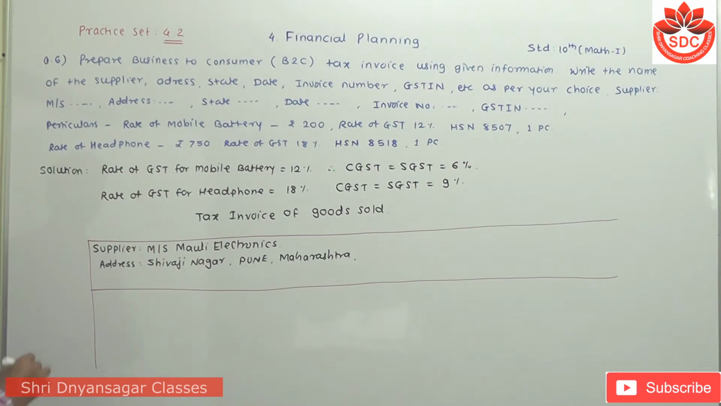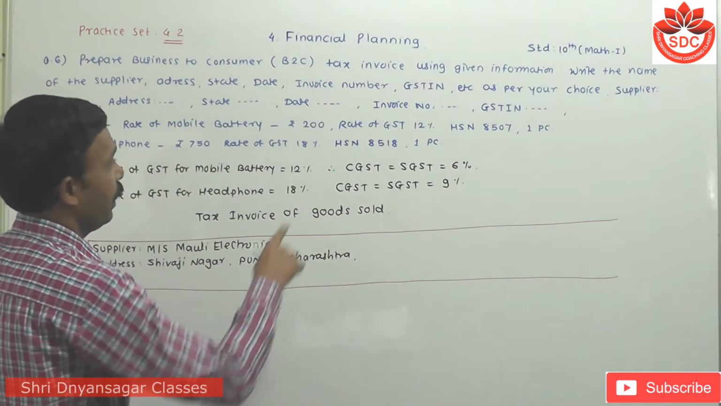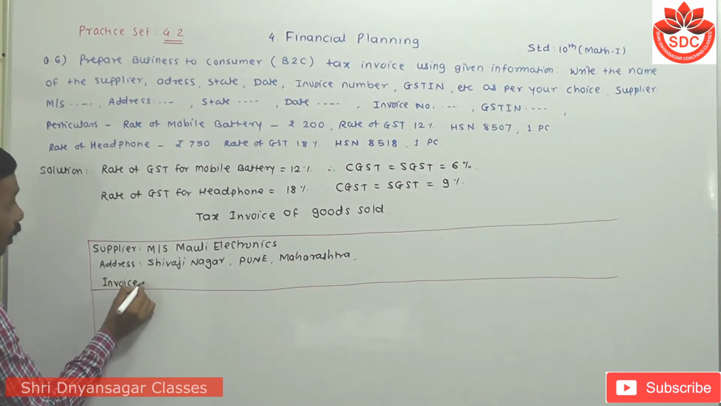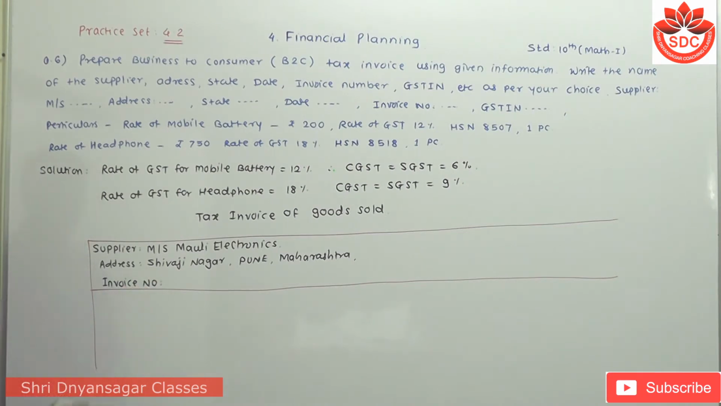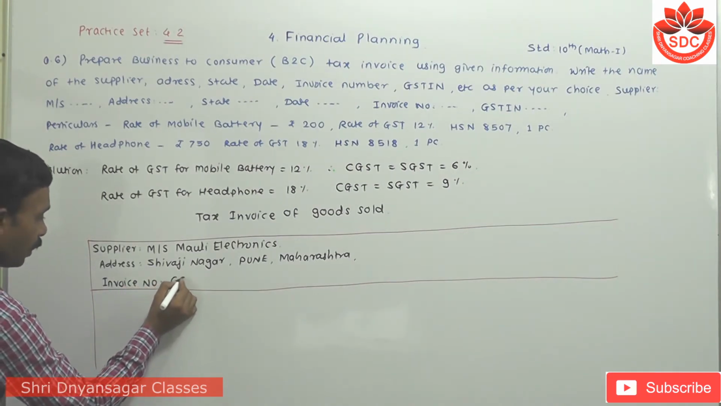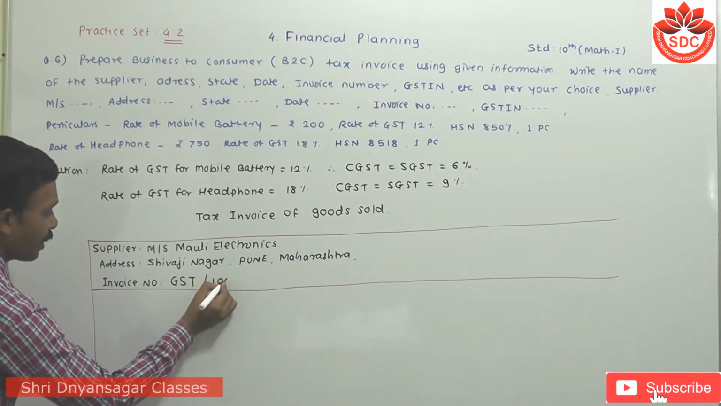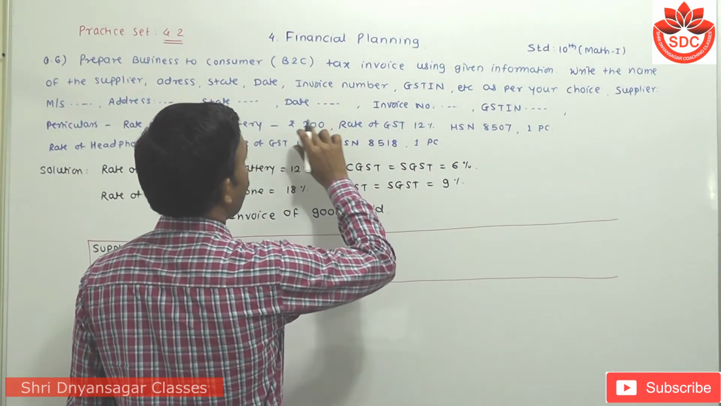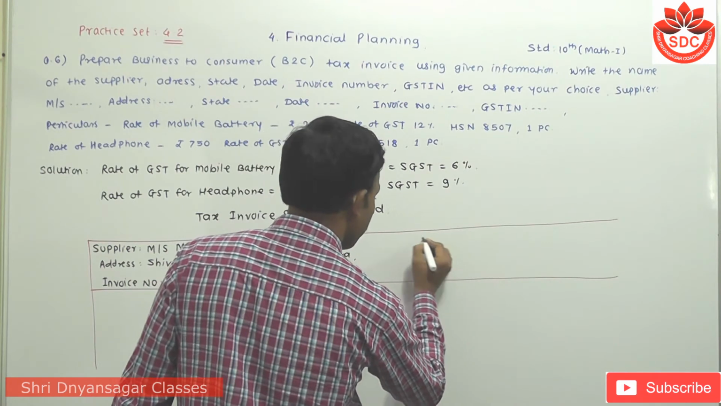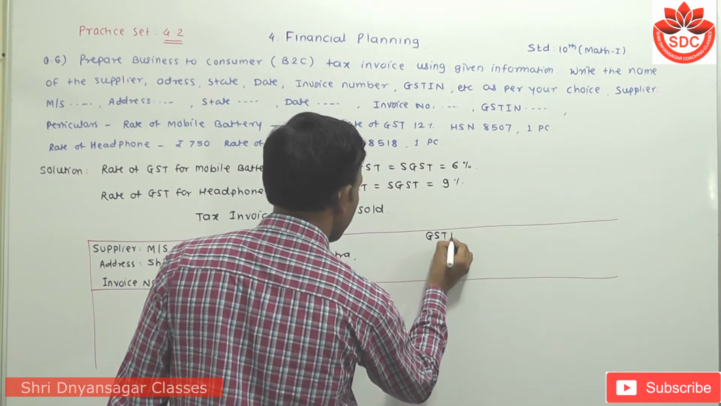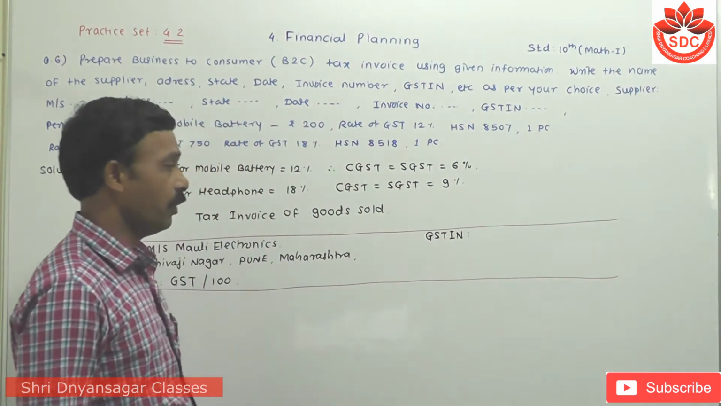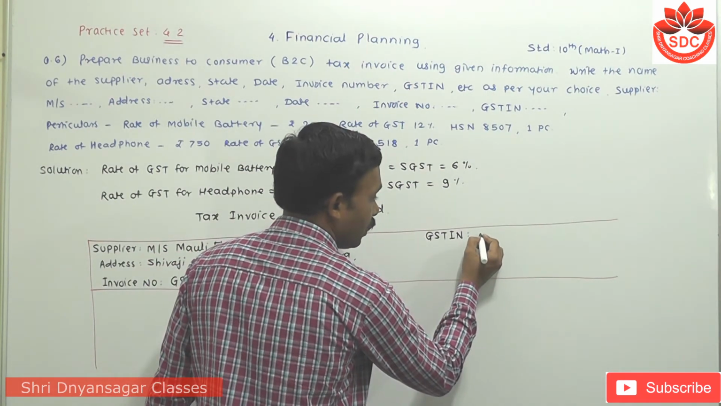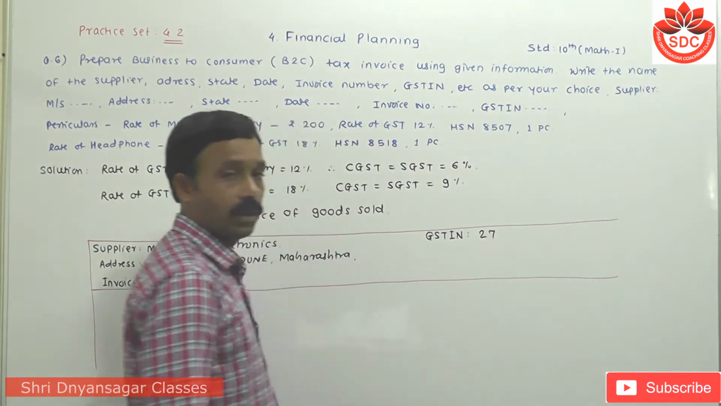Now I have to write the date and invoice number. So take the invoice number. This is the GST number, so you can take any GST number as the invoice number. All of you know that there are a total of 15 characters here. First we write the state code. The Maharashtra state code is 27.